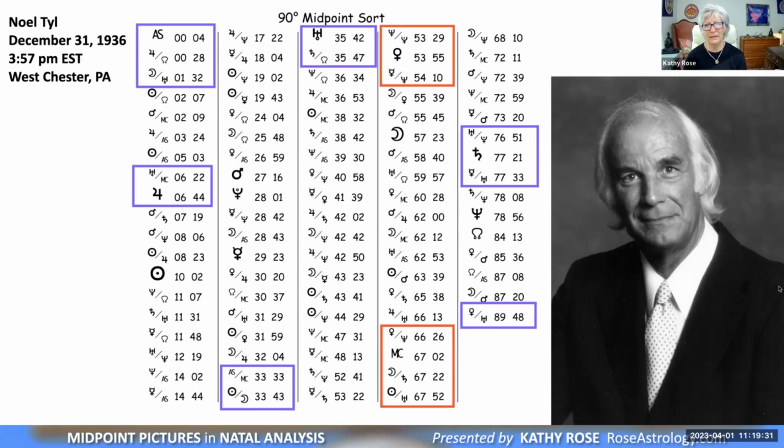We shot it, I think, in 2010 or 2012, before he passed away in 2019. But the reason I wanted to show you this is because Noel has midpoint pictures that could show 2 different tracks. Before he did an astrological career, he was a famous opera singer. He was gifted. He sang Wagner. He was Wotan, the king of the gods, and his voice was incredible.